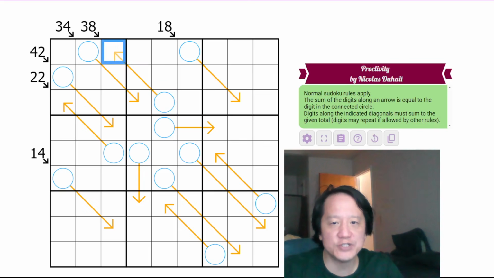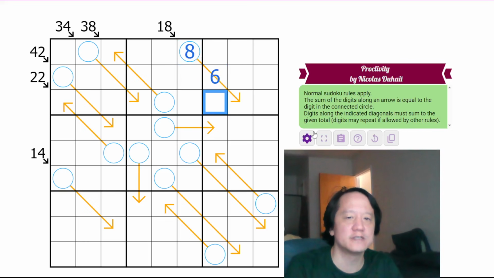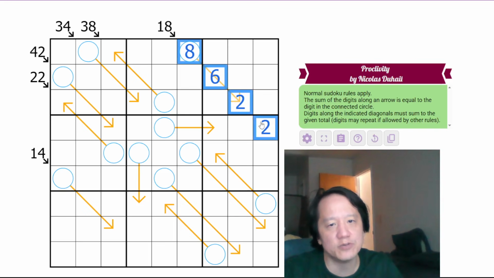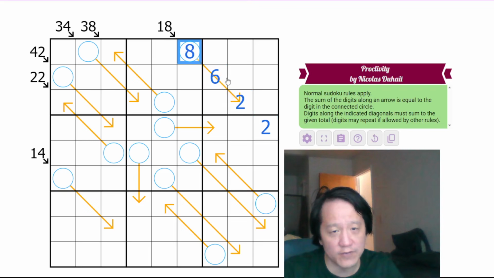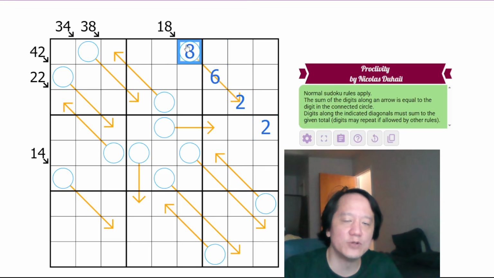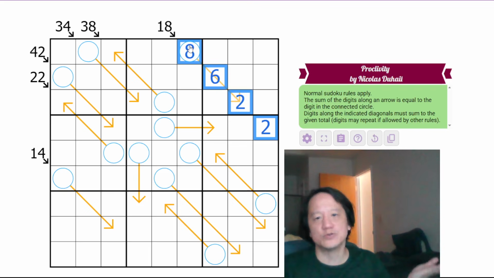We also have digits along the indicated diagonal must sum to the given total, and digits may repeat if allowed by other rules. So, for example, say we had an 8, a 6, and a 2 here. Then this would have to be a 2, because this diagonal must add up to 18, and we have 8, 6, and 2 here. That adds up to 16. 16 plus 2 then adds up to 18. So that's an example of how little killers work. And those are all the rules.